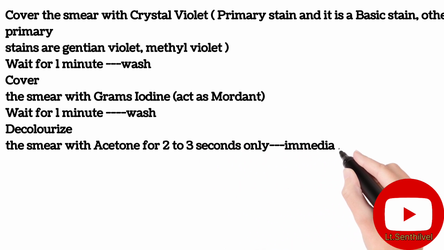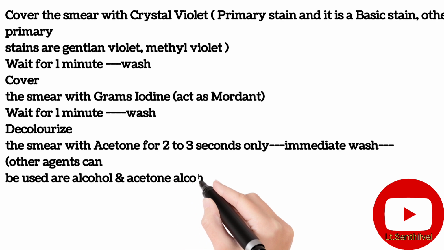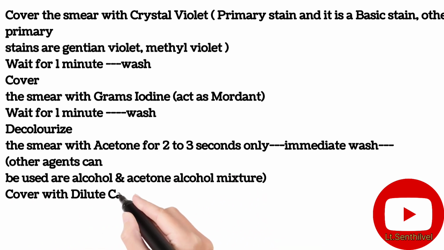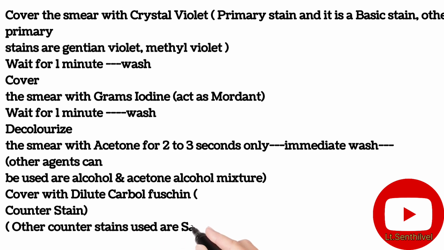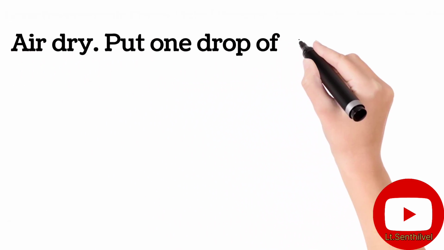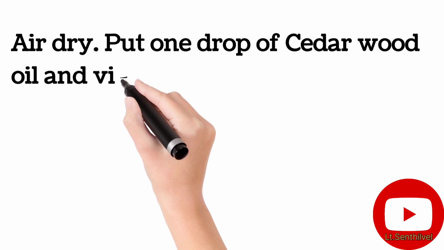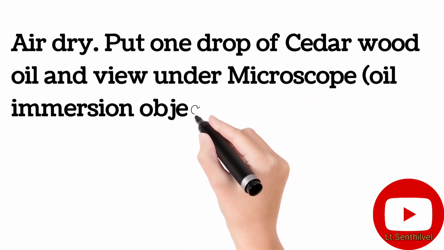Decolorize the smear with acetone for 2 to 3 seconds only, then wash immediately. Other agents that can be used are alcohol and acetone-alcohol mixture. Cover with dilute carbol fuchsin, the counter stain. Air dry. Put 1 drop of cedar wood oil and view under the microscope with the oil immersion objective, lens 100x power.